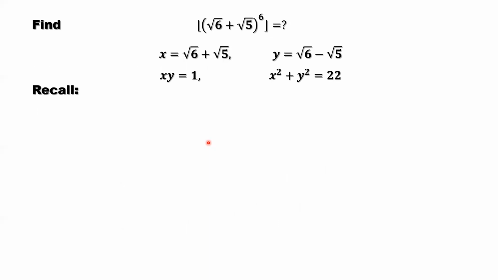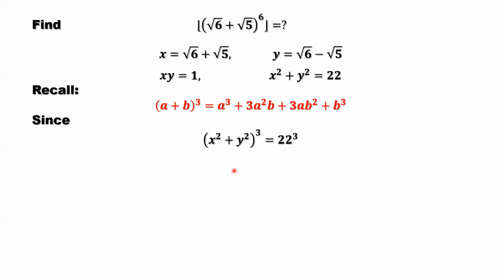Now look at the formula we used before. That's a plus b to the power 3. So here we consider a equals x squared, y squared is b, then to the power 3 equals 22 to the power 3. We use the result here. Both sides take the power 3. We want to use this formula. Right now, we still don't see why we are doing this. So here, just plug in those formulas.